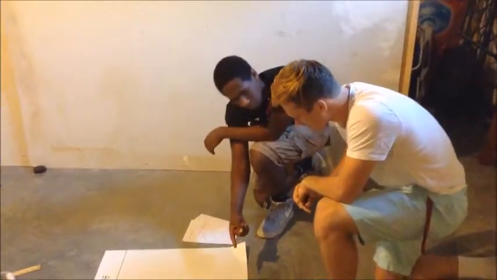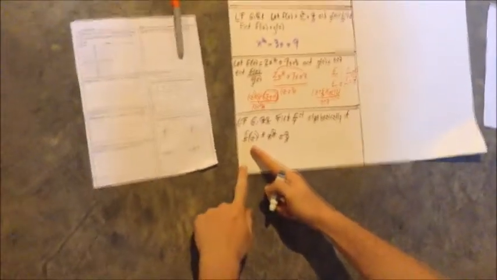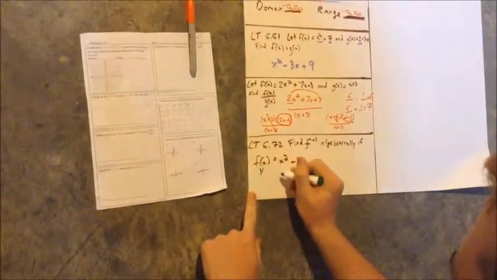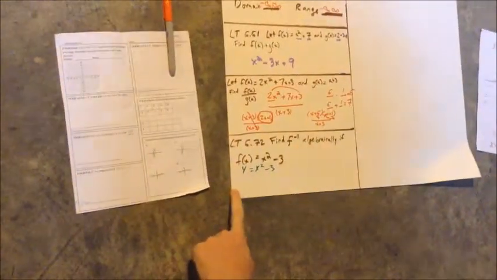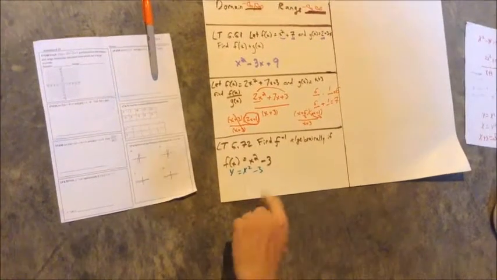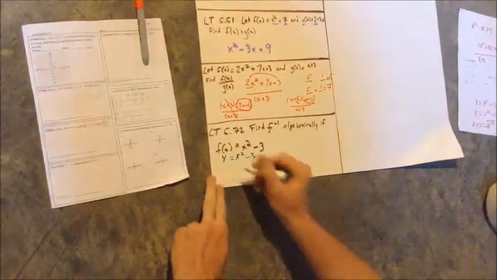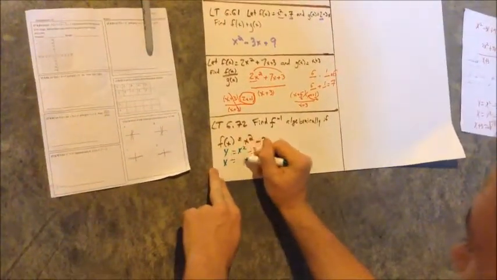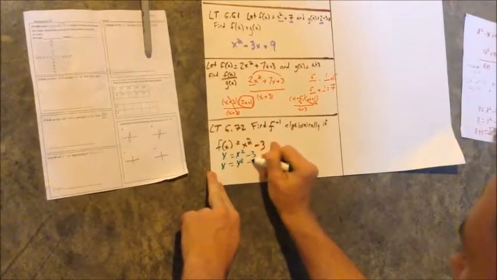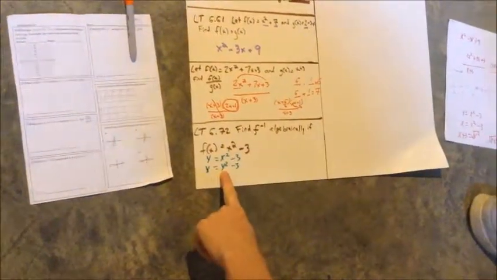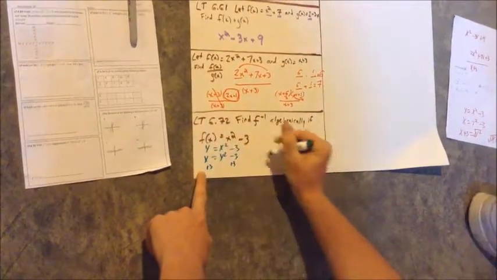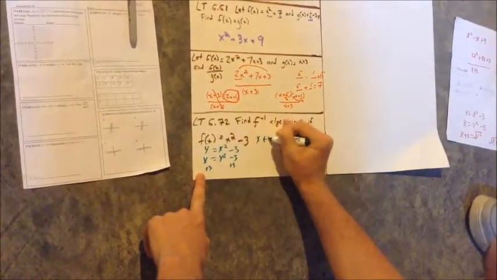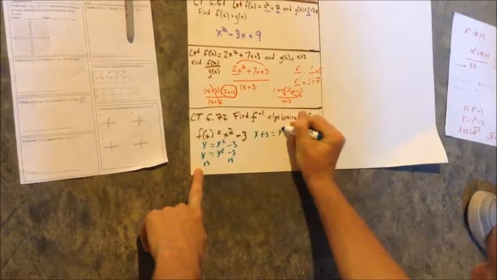So how do you do inverse equations? Oh, it's pretty simple. So f of x, as we all know, is also y. So we have y equals x squared minus 3. Alright? Now, when you're doing inverse equations, you have to switch the x and the y. So really, we have x equals y squared minus 3. Alright, now we're trying to get y alone. So we're going to add 3. So we have x plus 3 equals y squared.